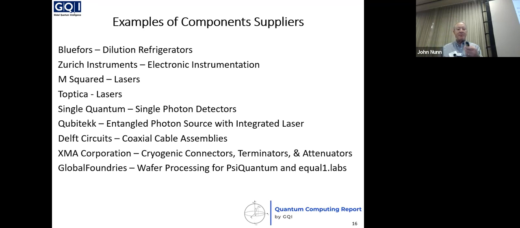One company I'd point out, because it's a local company, is a company in San Diego called Qubitech. They make entangled photon sources and photon counters, those types of things. But again, it's a worldwide industry, with people around the world developing things. There are many opportunities if you're a photonics component supplier.